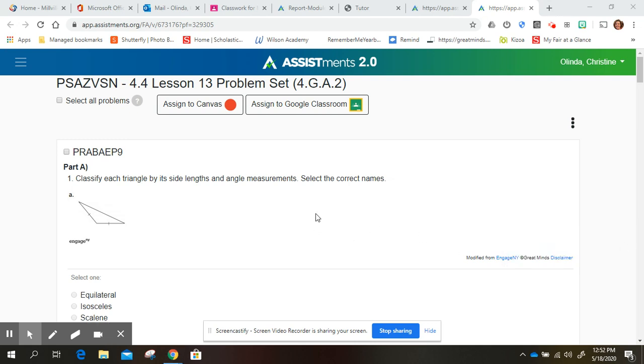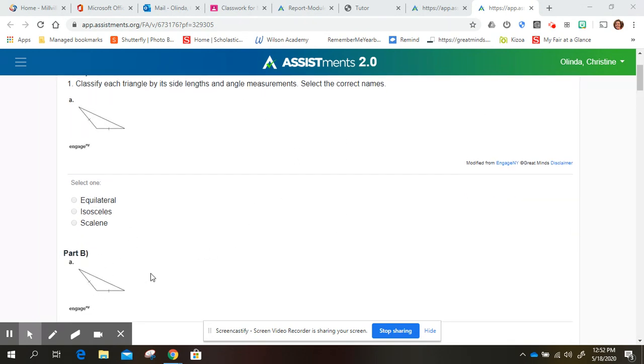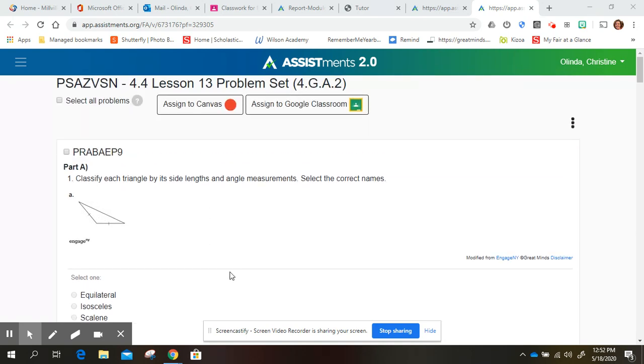Hi, fourth graders. This will help you with your Module 4, Lesson 13 problem set. Now, mine doesn't look exactly like yours because I don't have a submit answer button. So you want to take a piece of paper and write down the answers in order, and that way you can go back in and type your answers in to your own assignment.